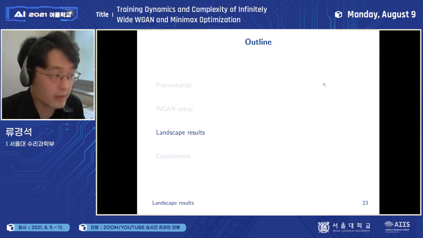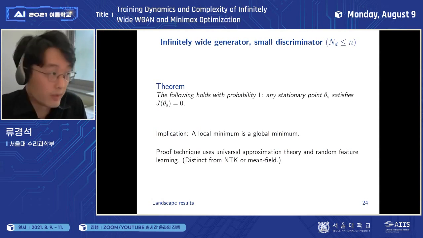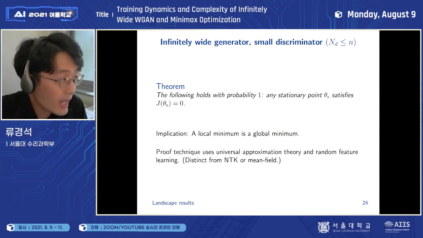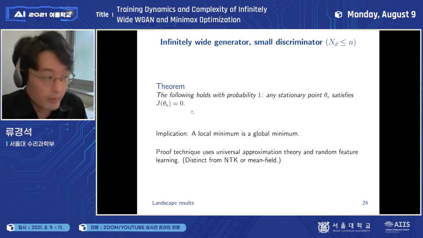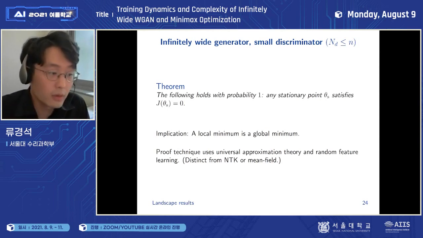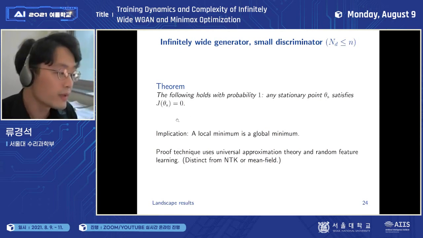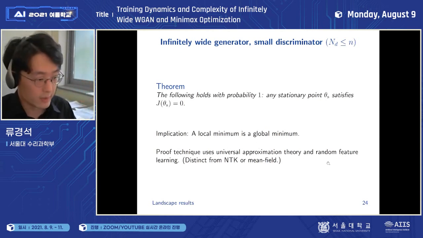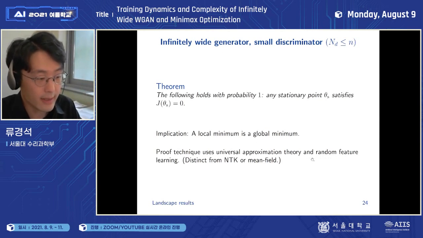Okay, now let me state the landscape results. Our first main result is that when we have an infinitely wide generator and a small discriminator, then any stationary point of this setup is actually a global minimum. The implication of this result is that when the generator is infinitely wide, any local minimum is a global minimum. Therefore, training will likely converge to the global minimum, since there is no local minimum to get stuck in. The proof technique of this result uses universal approximation theory and techniques from random feature learning. And the idea is actually somewhat distinct from the NTK and the mean field techniques.